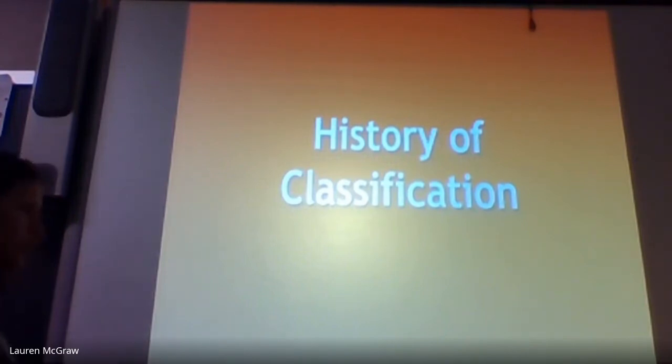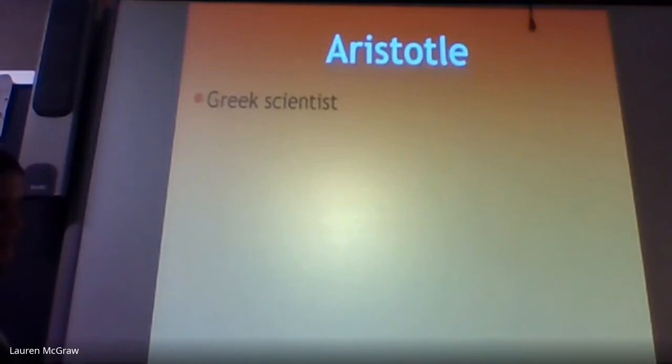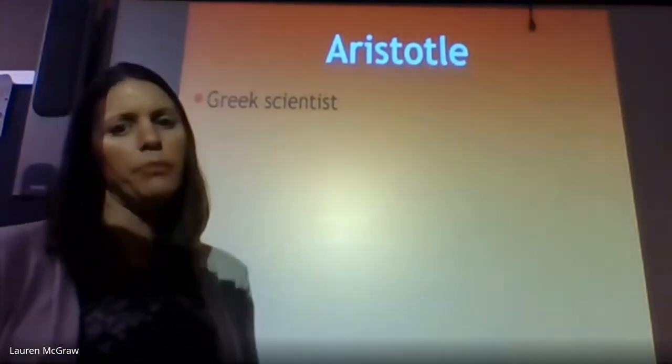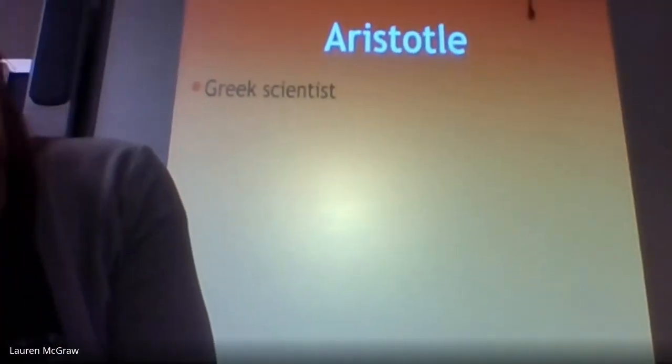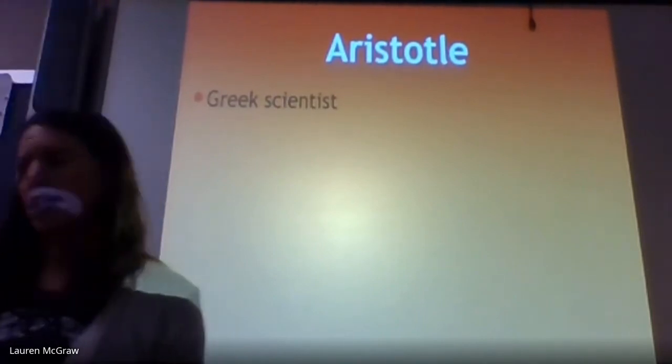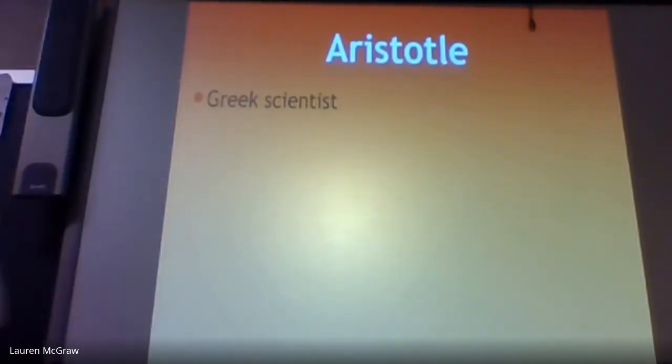All right, so what we're going to do, we're going to talk about the history of classification. We're going to first talk about a man by the name of Aristotle. Now, that name should ring a bell to you because, yes, we have talked about Aristotle before, way back in chapter 2 when we talked about cells. He wasn't the one that discovered cells. Remember, that was Robert Hooke.